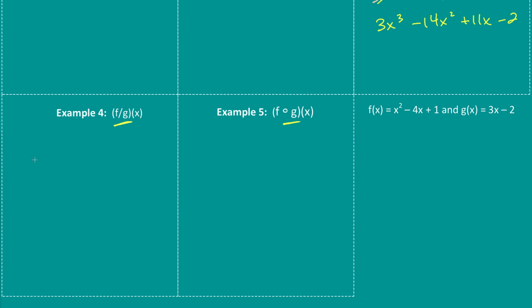Okay, so next one, f divided by g of x, the quotient, that's going to be our f, which would be x squared minus 4x plus 1, all over our g of x, which is 3x minus 2. Because these don't factor, this is perfectly acceptable. No factoring involved, so that's just it.